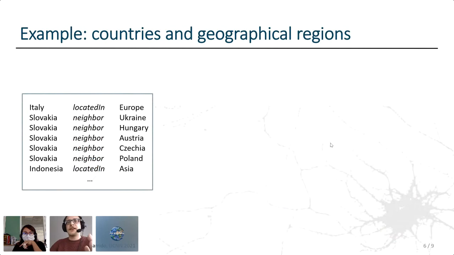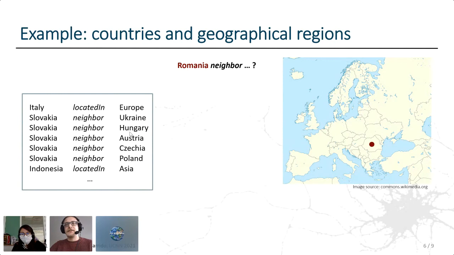As a small example, here we use this on a graph encoding the relationships between countries and geographical regions. For instance, Italy is located in Europe would be a triple. Slovakia is the neighbor of the Ukraine. Slovakia is also the neighbor of Hungary, and so on. We can train our spiking neurons on this data set to get the spike time embeddings. And afterwards, we can evaluate new facts.